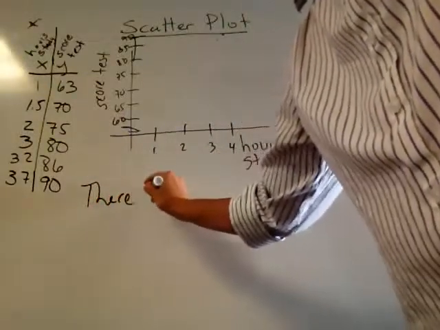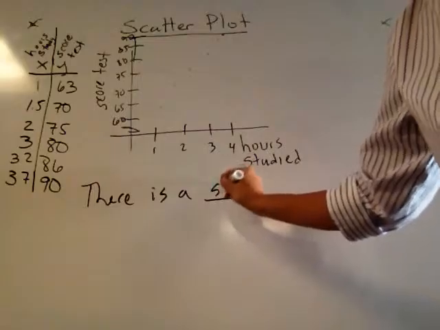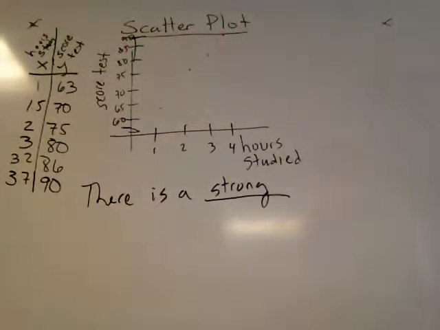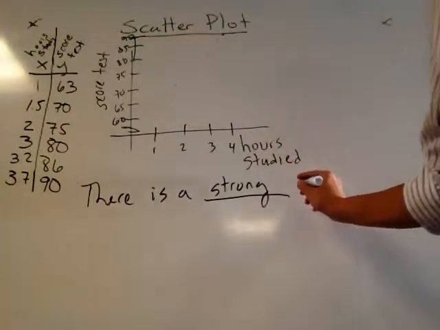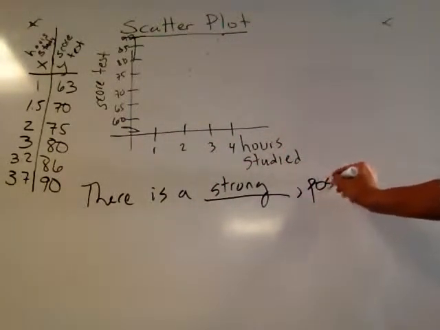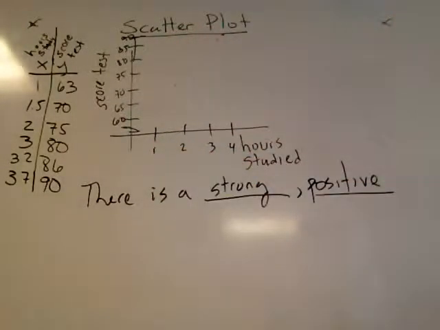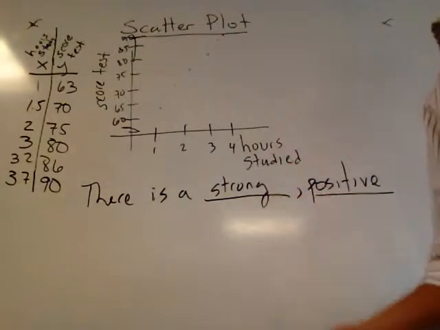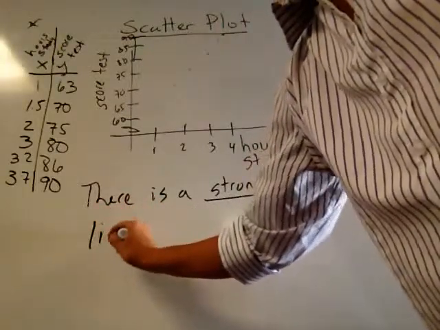It looks pretty tight, so I'm going to call that a strong. If it weren't, I would call it a weak, or maybe somewhere in between, it would be moderately strong. So there is a strong, it's going up, so I'm going to say positive. If it were going down, I would say negative. The type of graph that I see is a linear graph as opposed to an inverse graph, an exponential graph, a quadratic graph. But because this makes a line, I'm going to say linear.